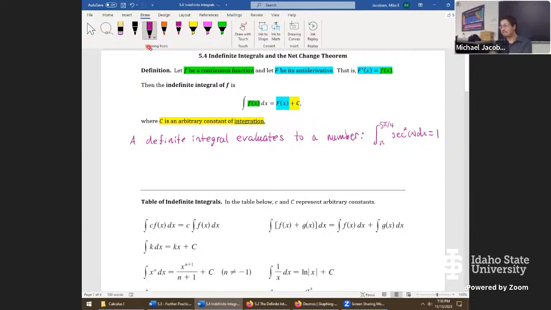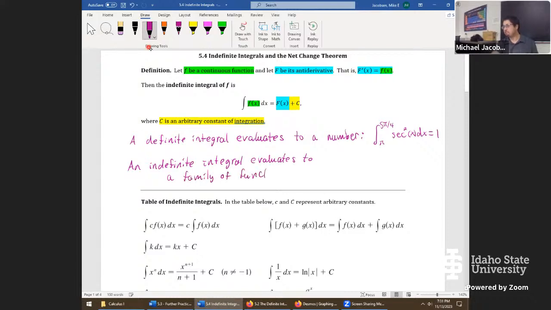But now the next thing we'll say is an indefinite integral evaluates to an entire family of functions. Let's say a family of functions that differ by a constant. And that constant we always refer to as the constant of integration. Usually we put it in as an uppercase C in this context.